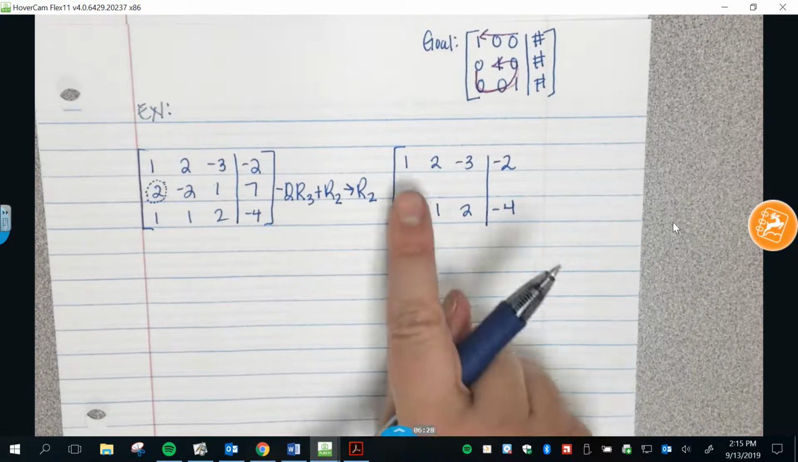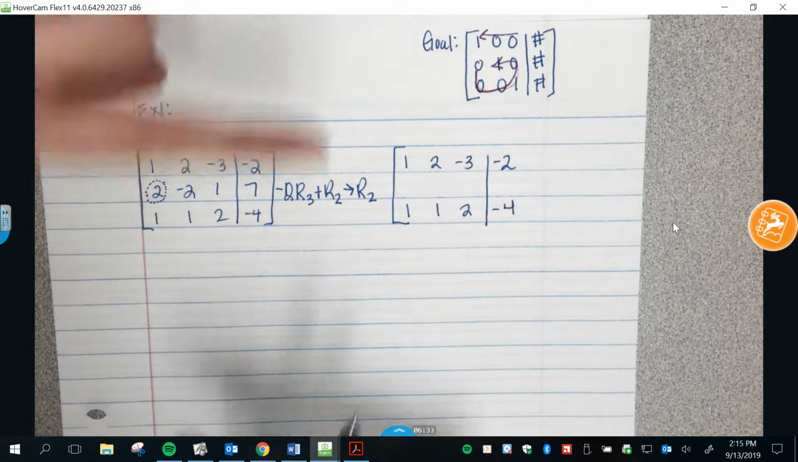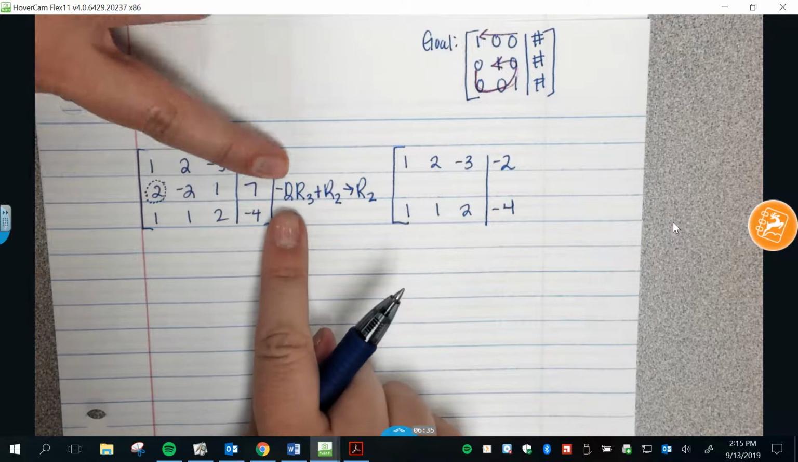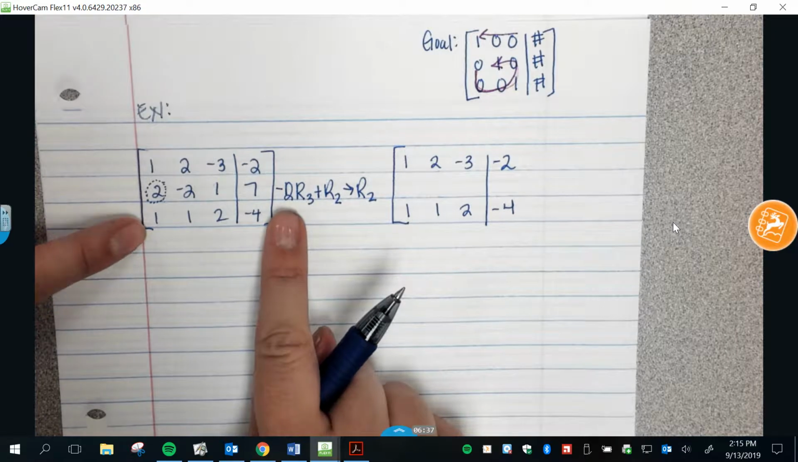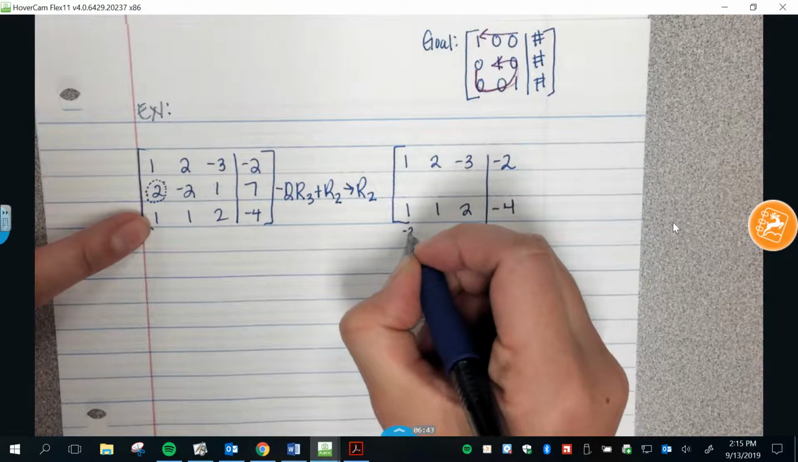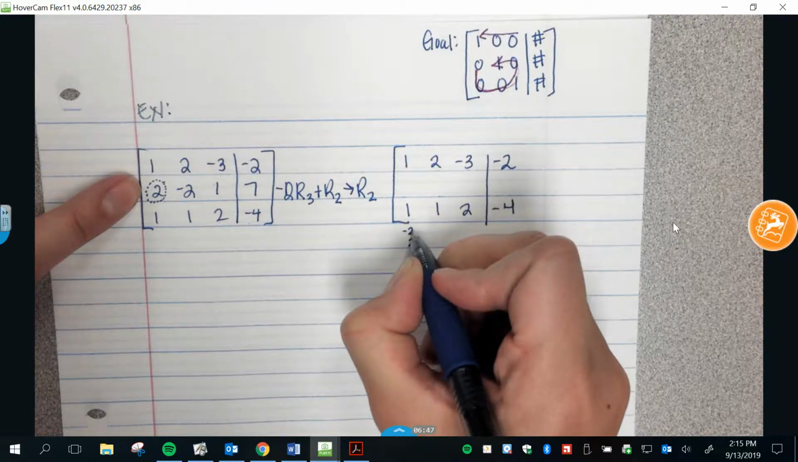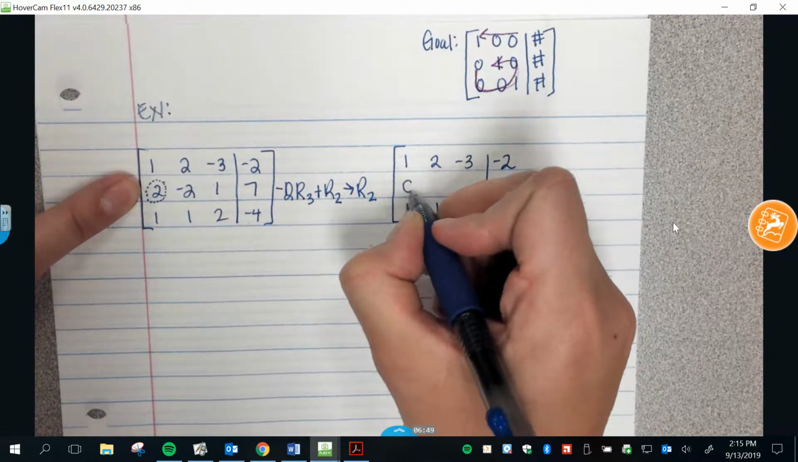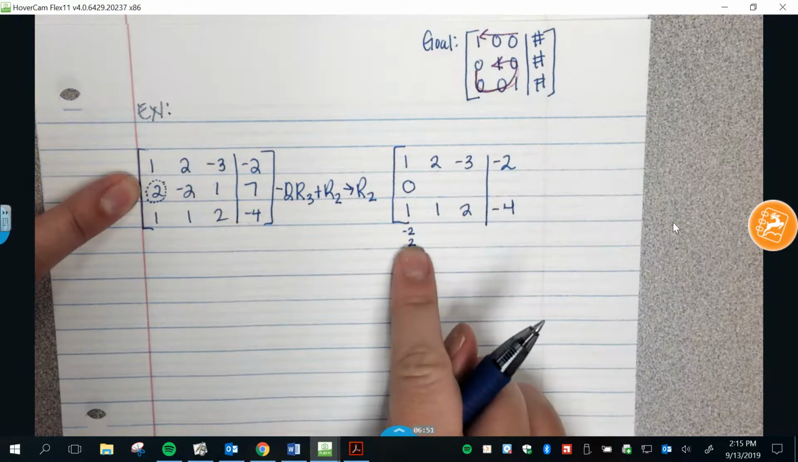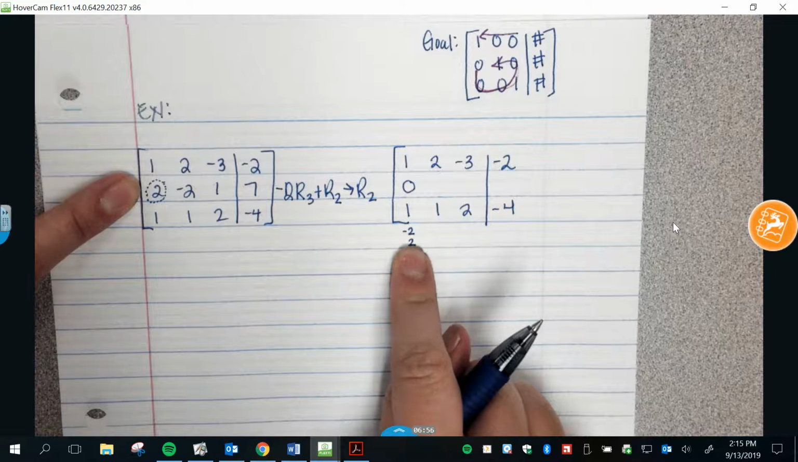Now row 2 is the one that I'm changing, so here's where I have to do the math. I'm taking -2 times row 3. In that first element, that's a 1, and -2 times 1 is -2. I'm adding it to row 2, which is a +2. Those added together make a 0. I'm choosing to do my arithmetic down here. If you can do it in your head, fantastic, but I'm choosing to do it down here so I can keep track.